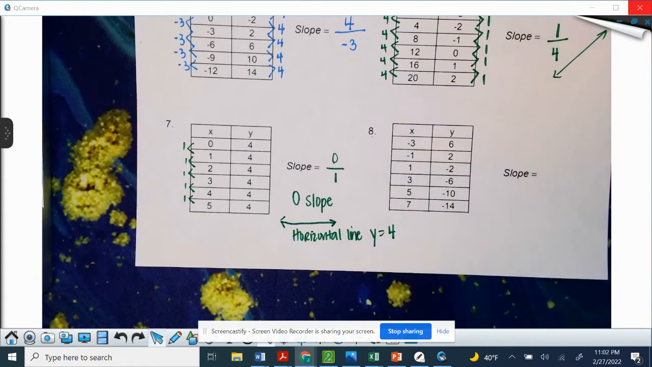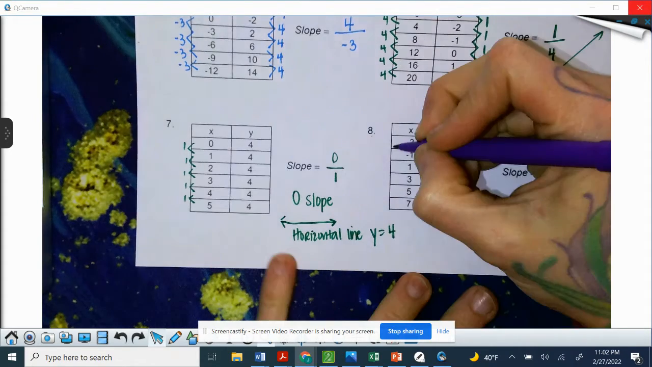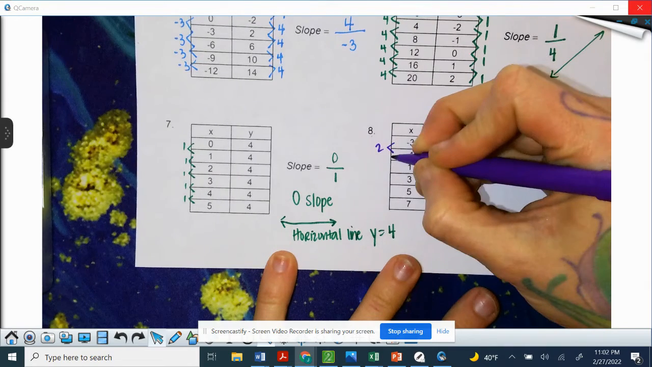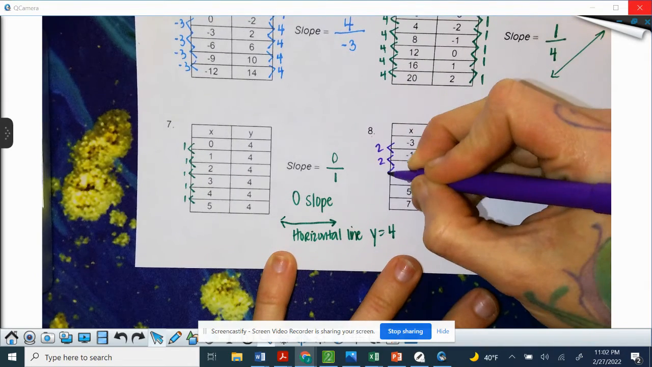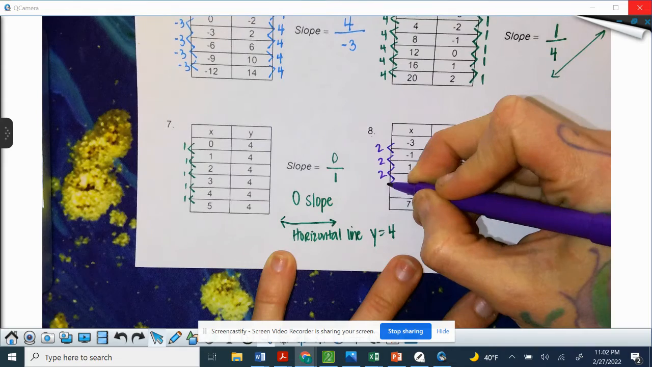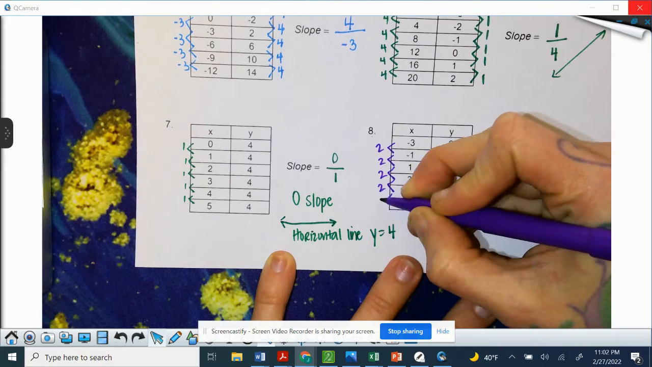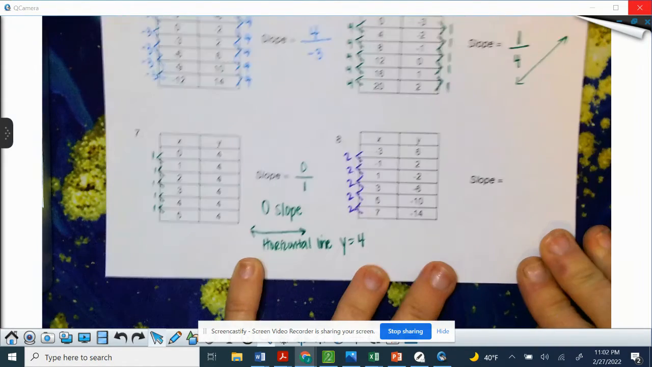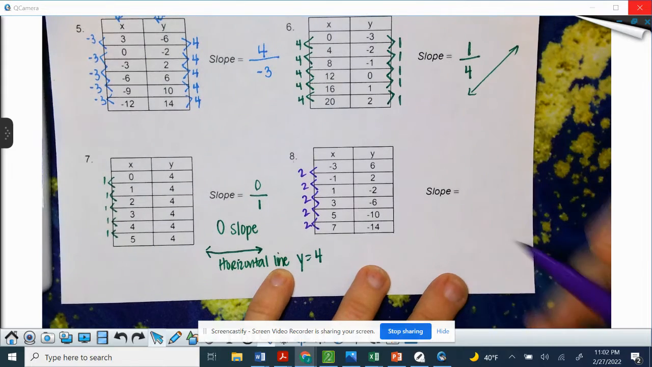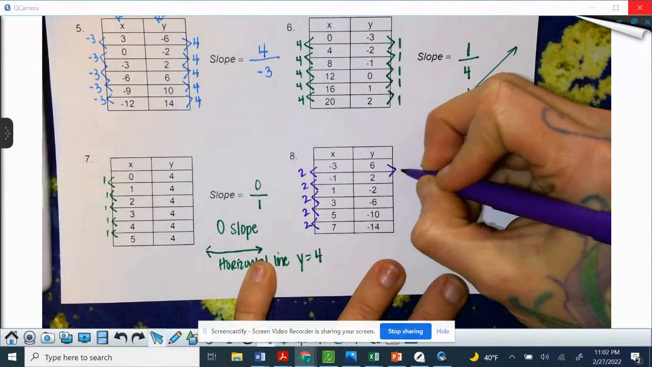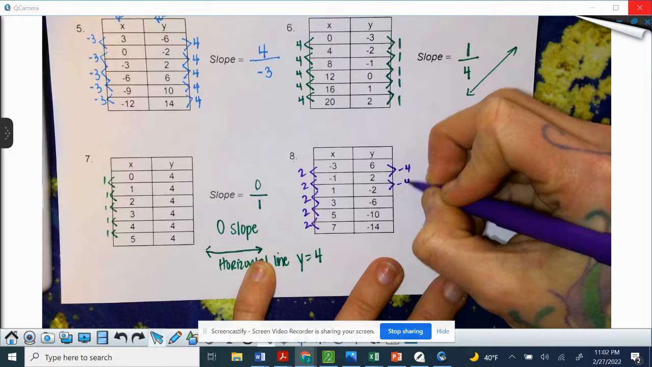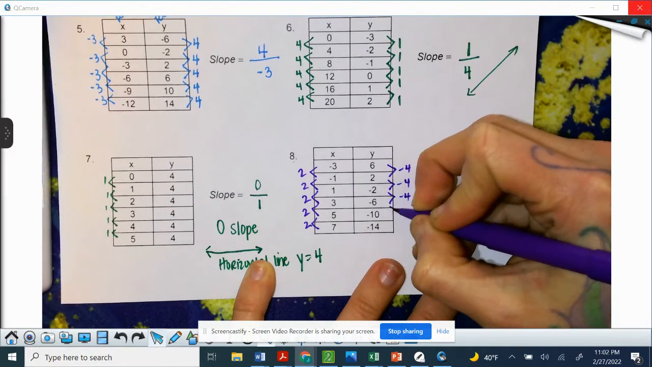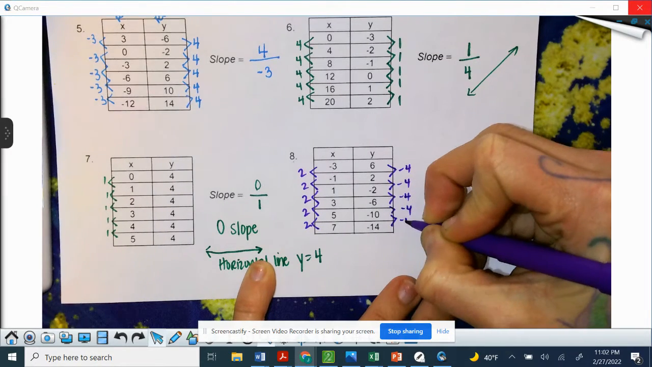And last but not least, number 8. So negative 3 to negative 1, we added 2. Negative 1 to 1, we added 2. 1 to 3, we added 2. 3 to 5, we added 2. 5 to 7, we added 2. And again, pause the video and try the other side and see if you can come up with the right answer. So 6 to 2, minus 4, minus 4, minus 4, minus 4, and last but not least, minus 4.